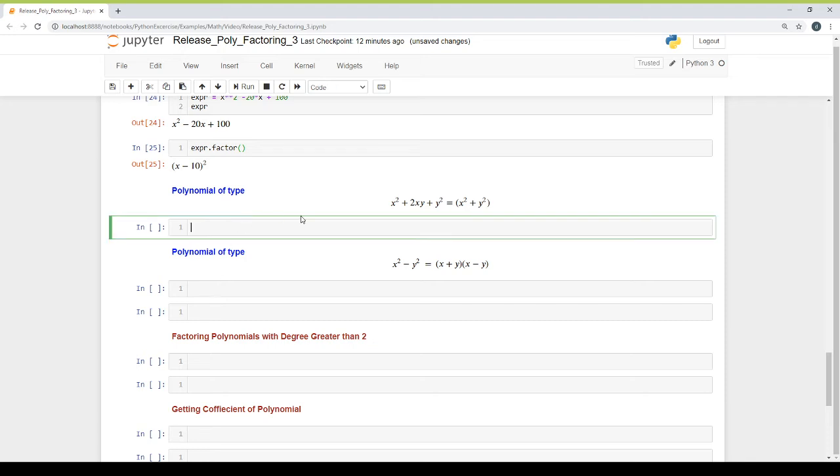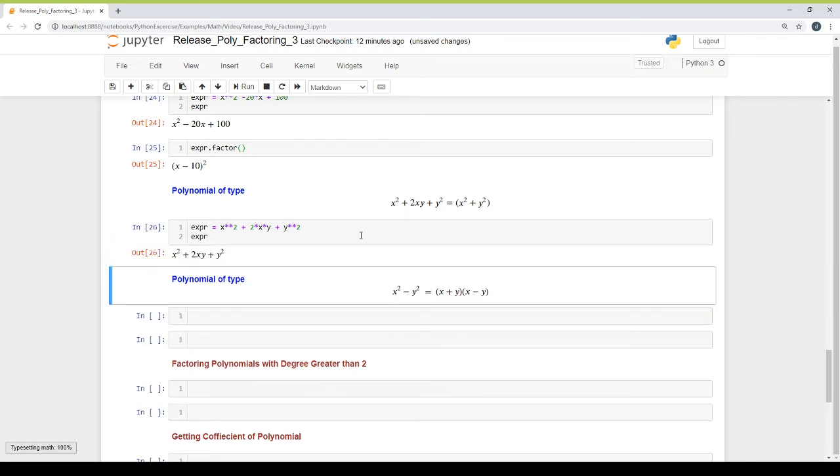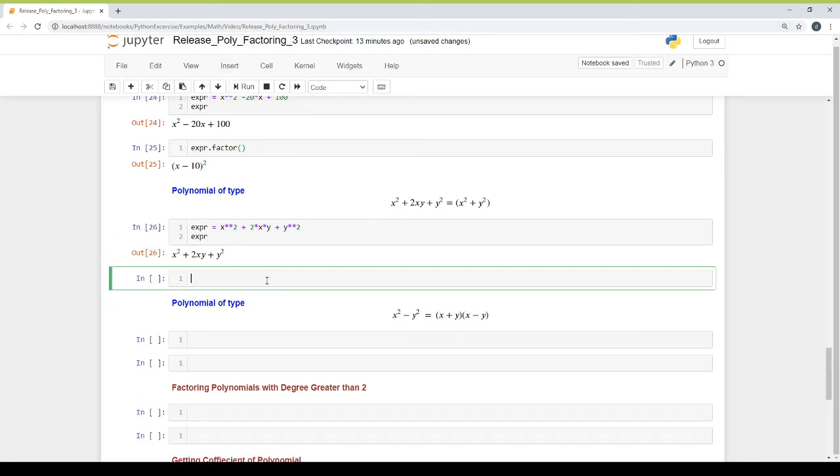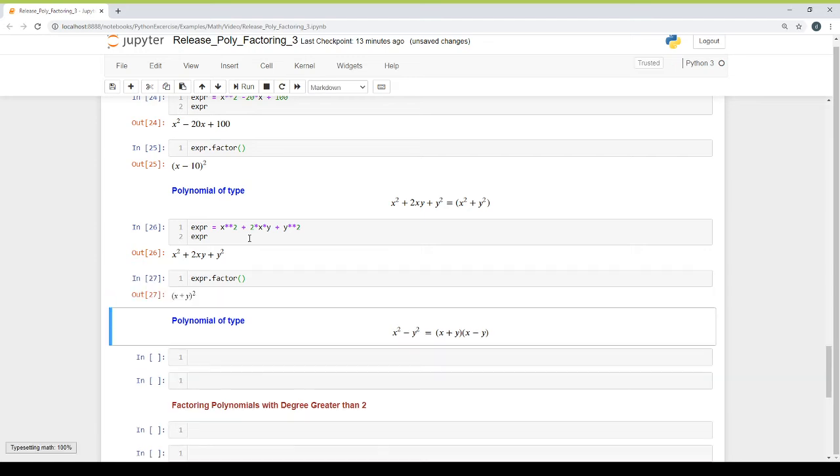A polynomial of type x square plus 2xy plus y square, simplify it into the form x plus y whole square. This is the expanded form of the right hand side and this is the simplification of the left hand side. You can say that expression is equal to x square plus 2 into x into y plus y square. expr, shift enter, insert cell above. expr dot factor, shift enter, and x plus y whole square is our form.